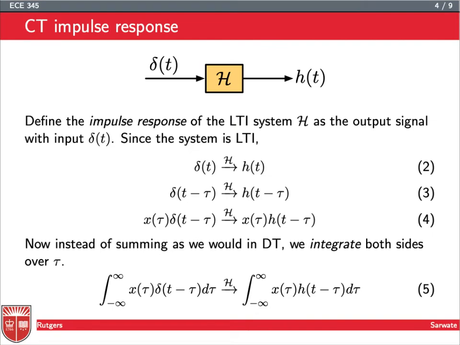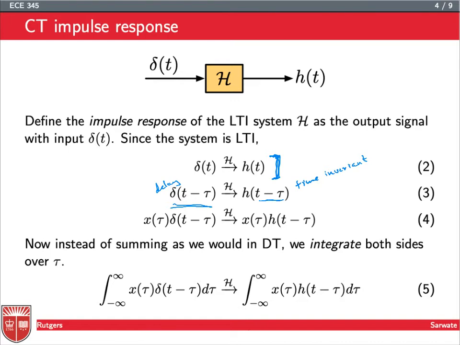So we have our system here. Our impulse response is the output of our system with input delta of t. So let's write this down. Delta of t goes to h of t when I apply the system H. Well, the system is time invariant, and so that means that if I delay the input, then I delay the output by the same amount. So let's delay this delta of t. This is a delay, and I get the same delay at the output. So I get delta of t minus tau goes to h of t minus tau. I've delayed it by tau.